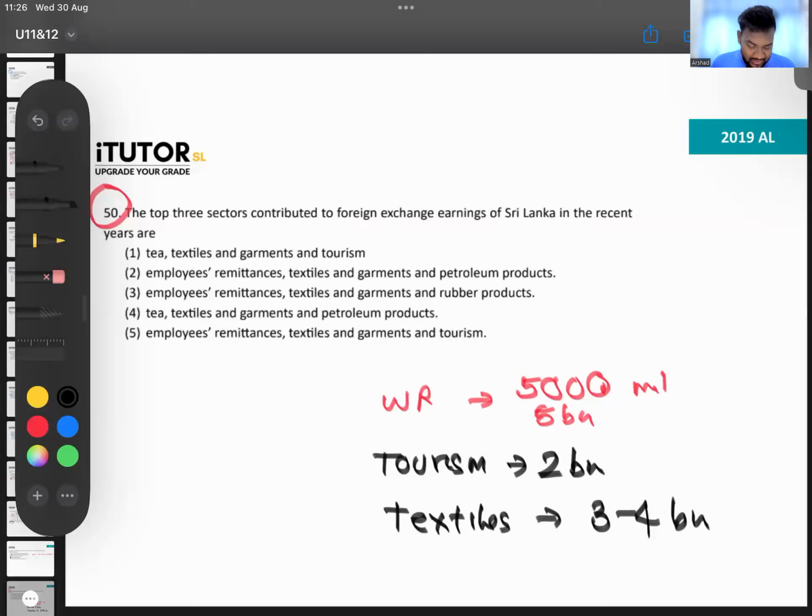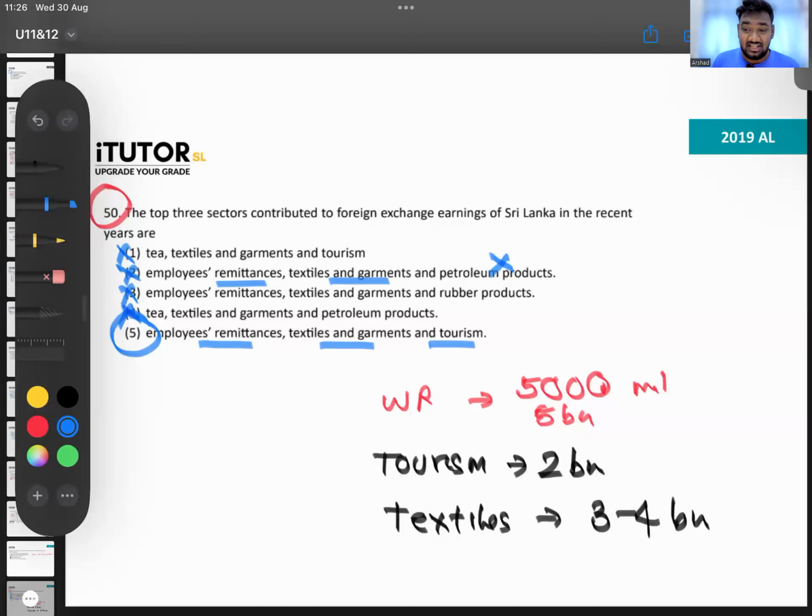So, guys, what do you all think? Tea, not much. Tea brings only a very small amount. Employee remittances, yes. Textiles and garments, yes. Petroleum products, not much. Rubber products, not much. Tea, no. Employee remittances, yes. Textiles, yes. Tourism, yes. So this can be the answer.